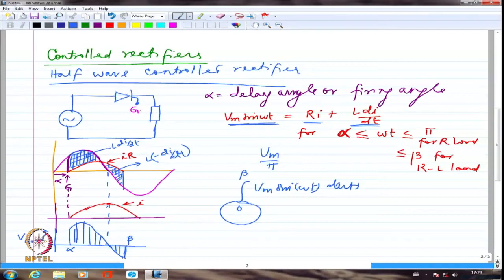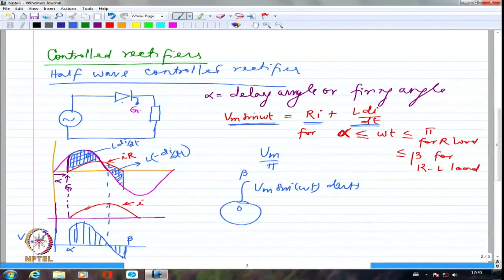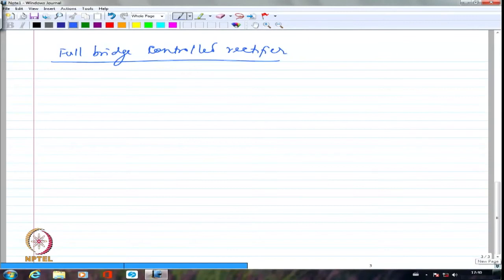We will come to a full bridge, then you will know even more. We will come to a full bridge controlled rectifier, because half wave we hardly ever use. But just for continuity, I took it. That's it. So let us try to take a look at the fully controlled bridge rectifier.